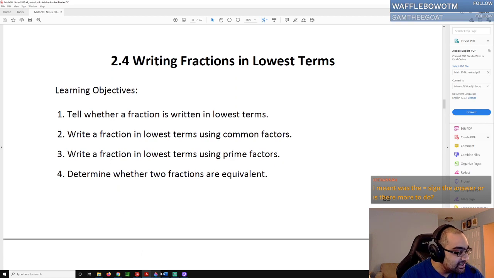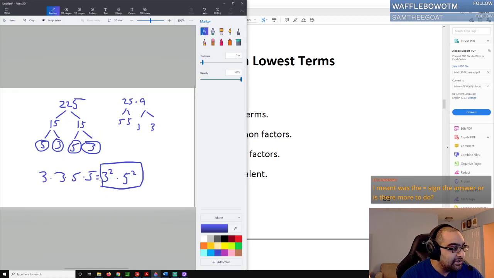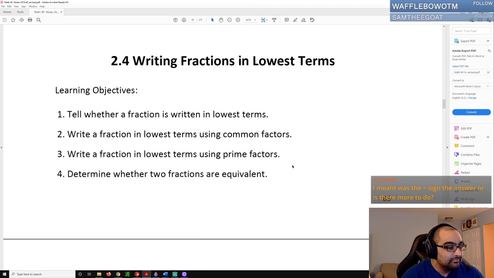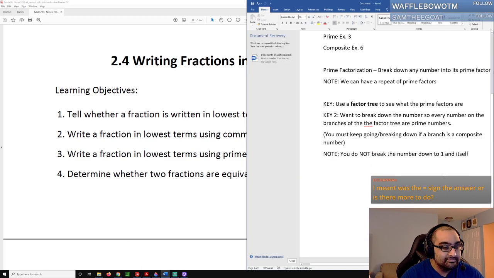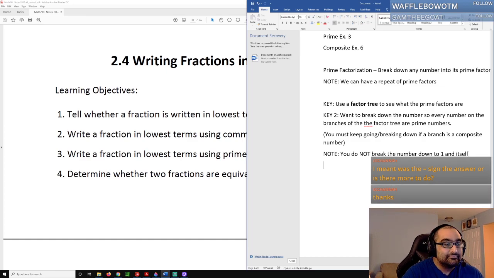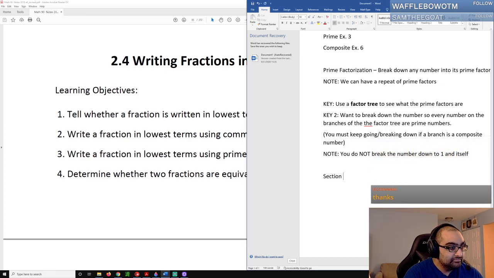From the previous example, yeah, this is all we have to do. I was just rewriting it with this equal sign. This is 3 squared times 5 squared, or 3 times 3, 5 times 5. Yeah, that's all you have to do. There's no more to it other than that. That I can promise you. No problem. I'm here to help.